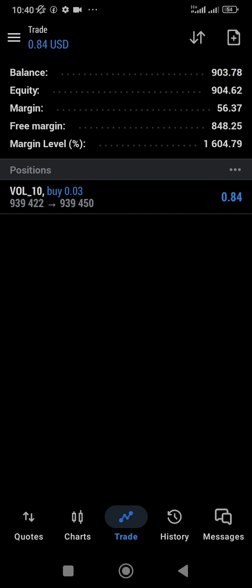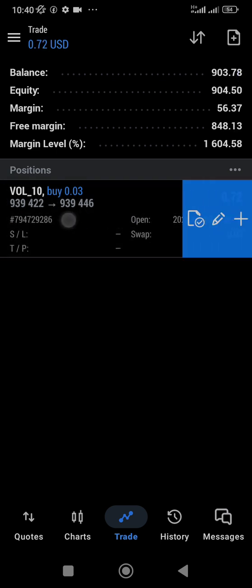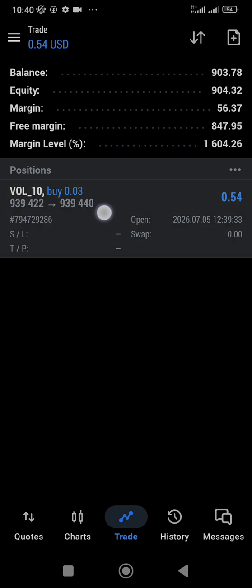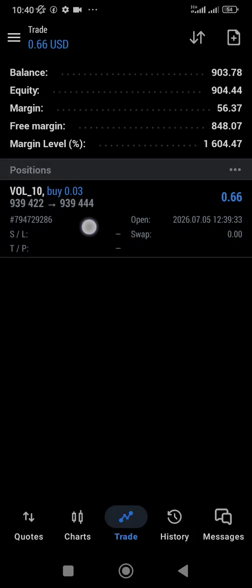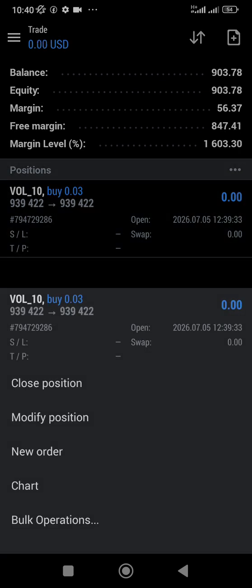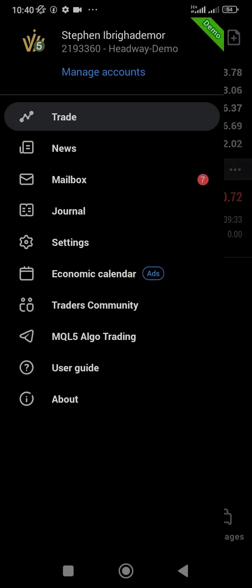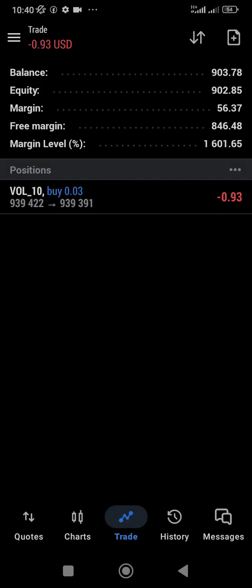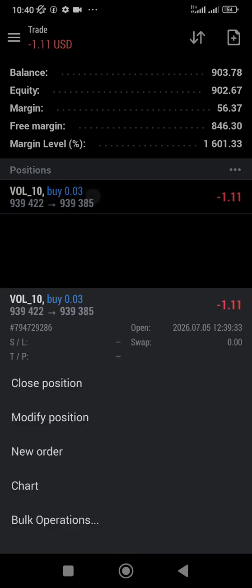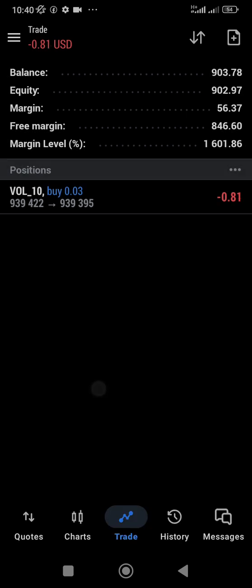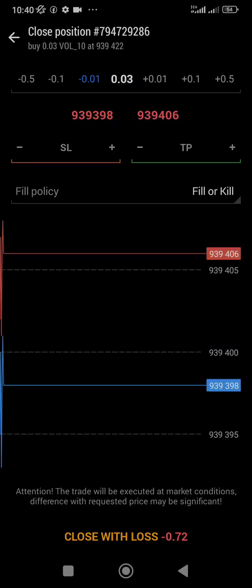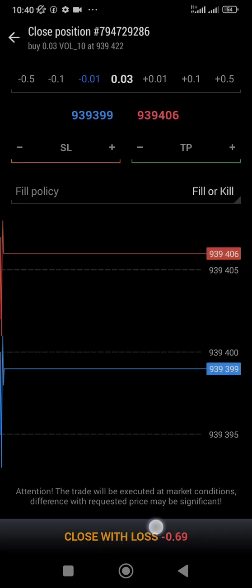So we can close this very trade on profit or loss by first clicking on it for a long time, just holding on to it like this, and then we click close position. If we close this position, it's going to take this loss, the negative you are seeing right here. You can see a negative now. So if I close the position, you will see another indication asking me to confirm this trade.